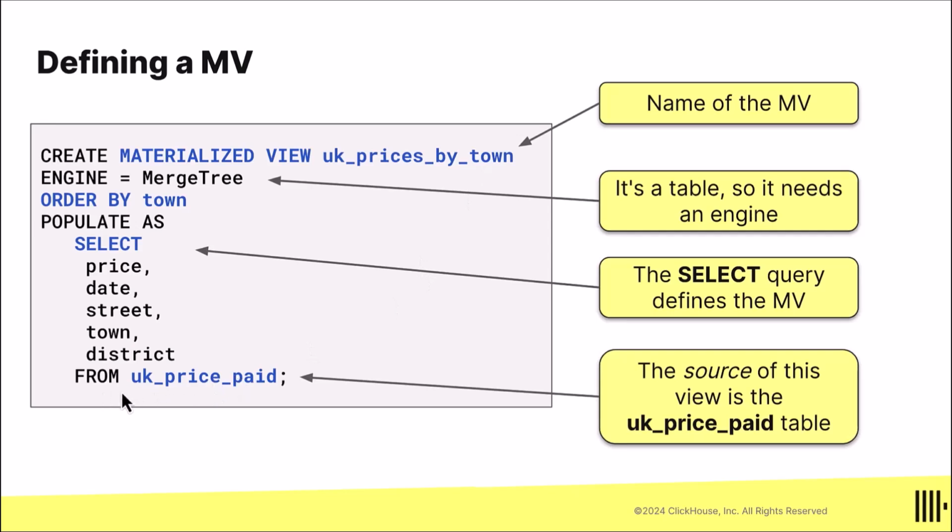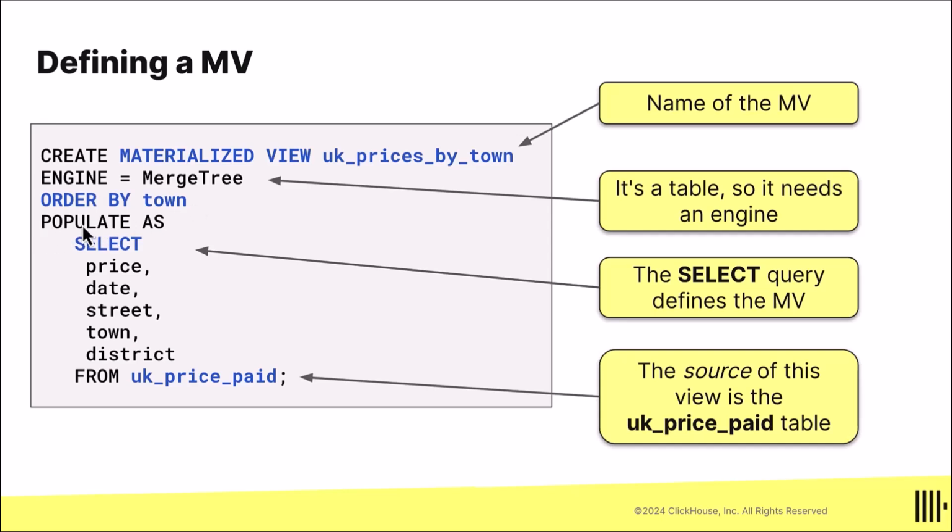Whatever the first table is in my from clause, that's the triggered table. If I insert rows into UK price paid, those same rows will go to UK prices by town. They'll get run through this query and sent to this table. The second component is this table, which is a merge tree table. Notice I ordered by town, so it's got a different primary key. And like I said, if I did this, the data would be sorted twice.